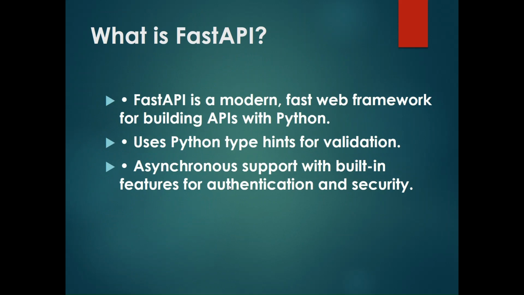So first one is, what is FastAPI? By hearing the name API, you got what is API. So what is FastAPI? FastAPI is a modern, fast web framework for building APIs with Python. Suppose if you're creating APIs in Python, then we can use FastAPI to create APIs. It uses Python type hints for validation, and it has asynchronous support with built-in features for authentication and security.